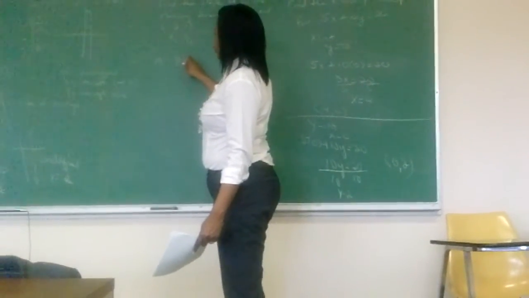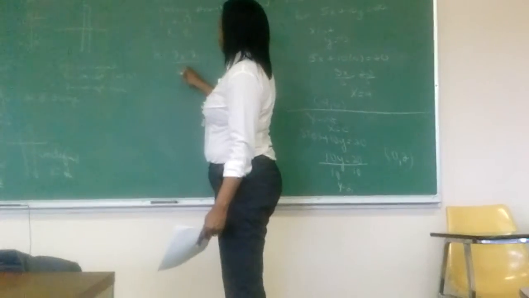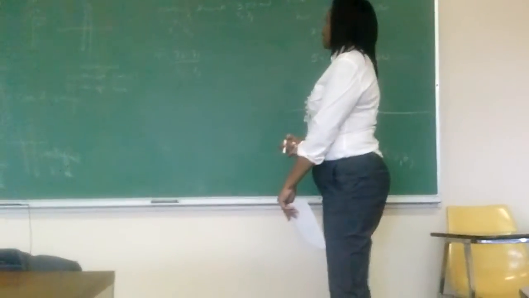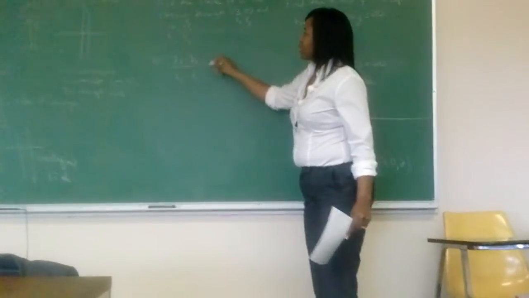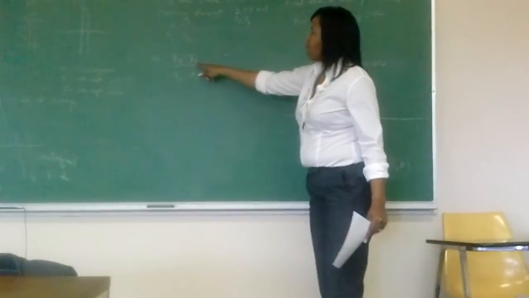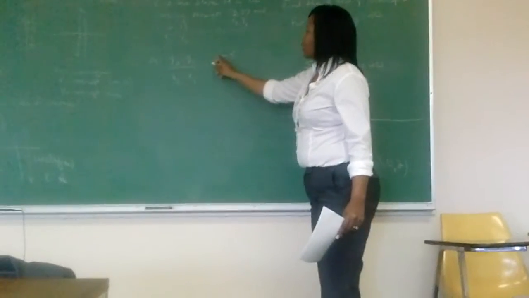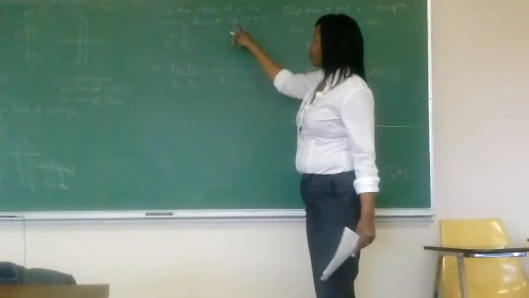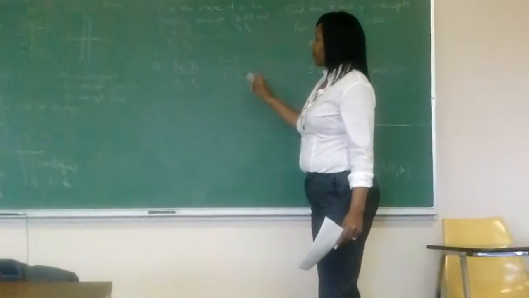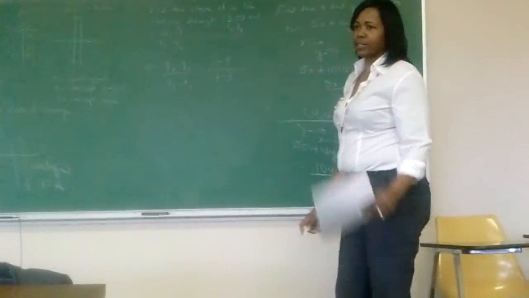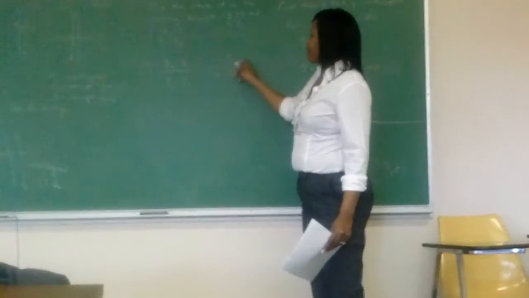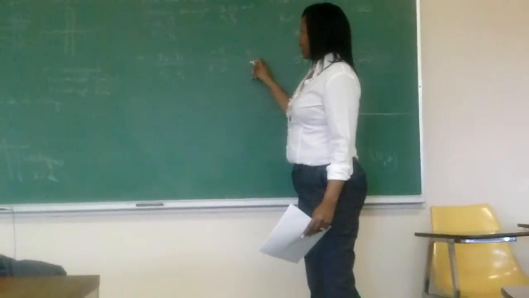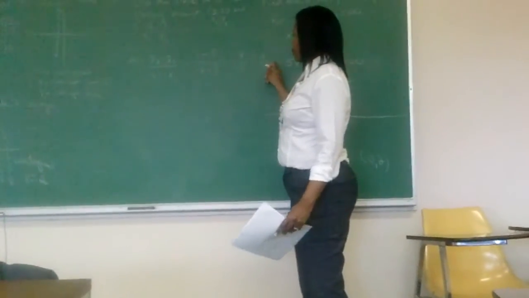M equals y sub 2 minus y sub 1 over x sub 2 minus x sub 1. So I'm going to plug in. Y sub 2 is 1, so I have 1 minus 5, y sub 1, which is 5, over x sub 2, which is -2, minus x sub 1, which is who? 3. Then I do the order of operations on the numerator. 1 minus 5 is -4 over -5, so the slope is 4/5.